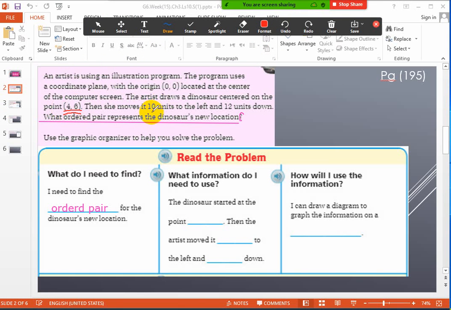And I have two numbers, the 10 units and 12 units. The point moves 10 units left, 12 units down. So I have to write those in the information, because this step will take all the numbers in the problem and put them together to use when I want to solve the problem. So the dinosaur started at which point? He started at the point 4, 6. The dinosaur is centered on the point 4, 6. So this is the point that the dinosaur started.